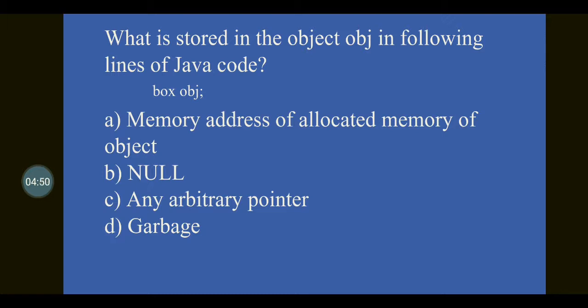So let us have a simple quiz. What is stored in the object obj in the following lines of Java code? Box obj. Option A is the memory address of allocated memory of the object, option B is null, option C is any arbitrary pointer, and option D is garbage. Let us have a minute of time to think, and we will find the answer for this simple question.